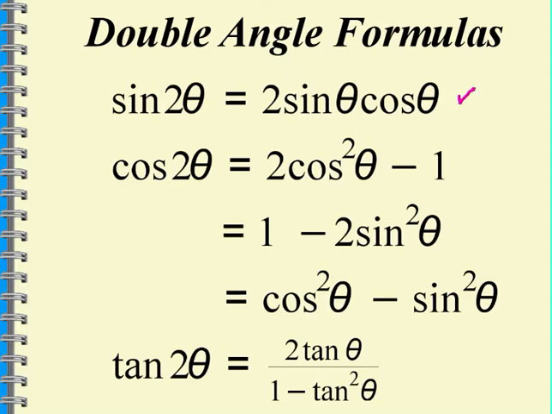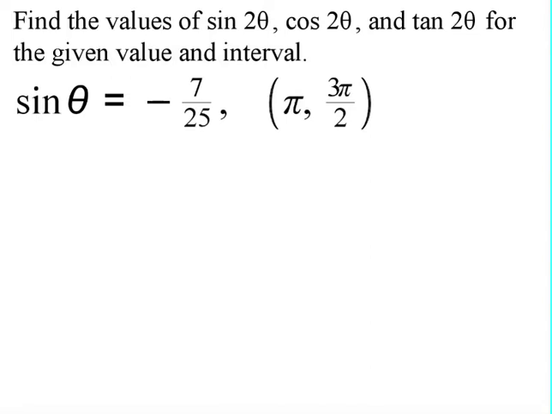Okay, so let's go ahead and look at the next slide. It said find the values of sine of 2 theta, cosine of 2 theta, and tangent of 2 theta for the given value and the given interval. I'll be honest with you, for those of you that understood when we drew triangles, this should be a piece of cake because all we're going to do is draw a triangle. And it's a pretty straightforward problem if you pay attention.